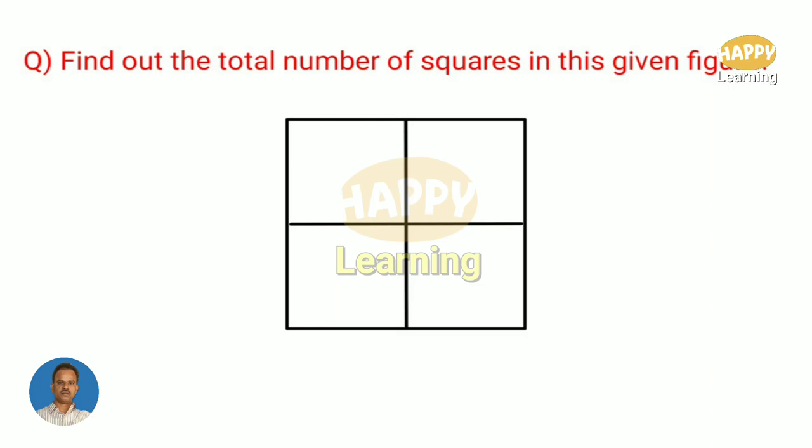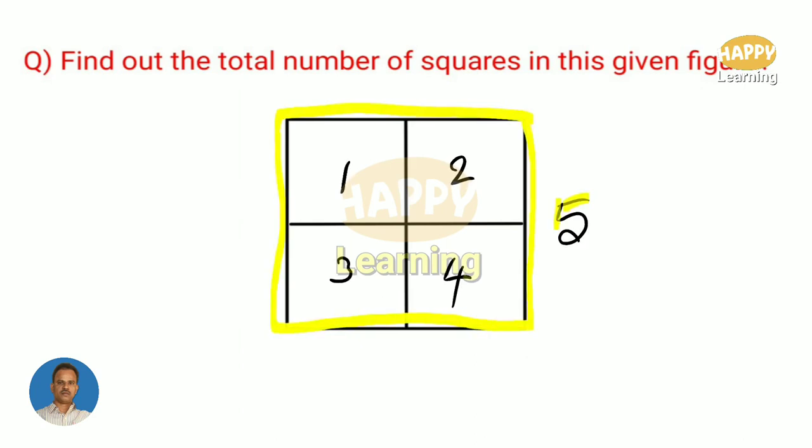Here there is one figure. It is a 2 by 2 grid. So here we have four squares appearing: number 1, number 2, number 3, number 4. If you carefully observe, we have this outer one, this one more square, that is the fifth square. So in total we have 5 squares.